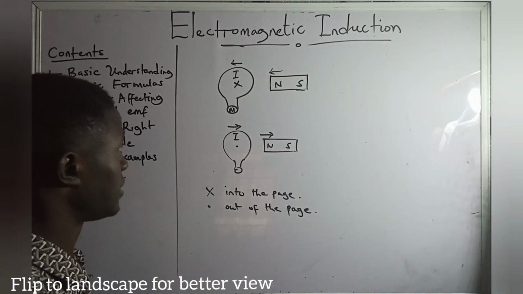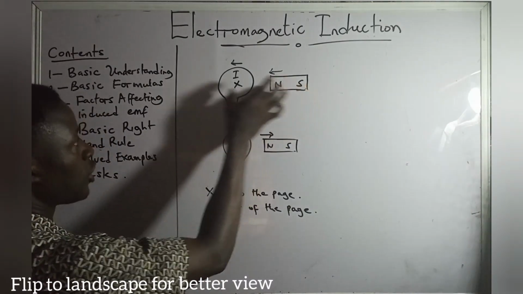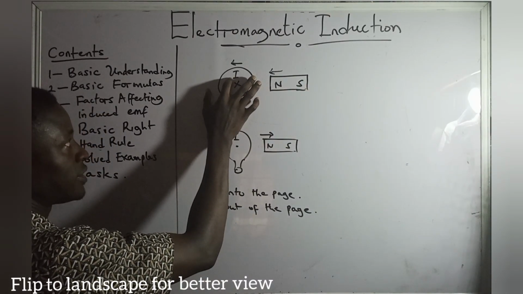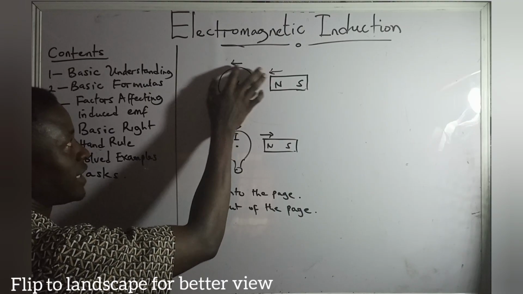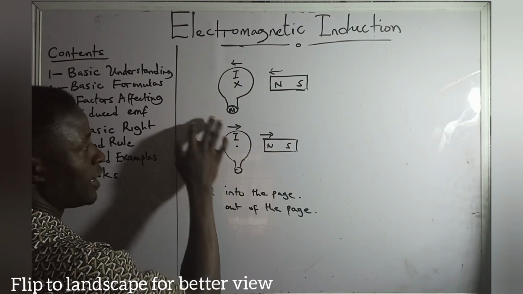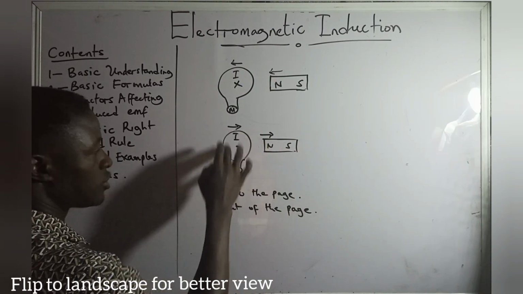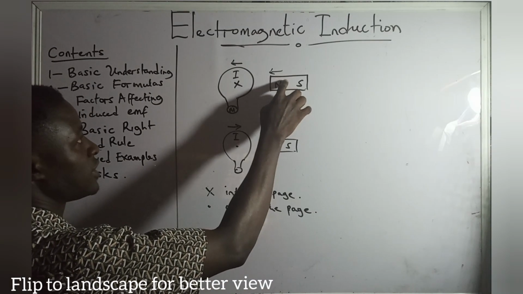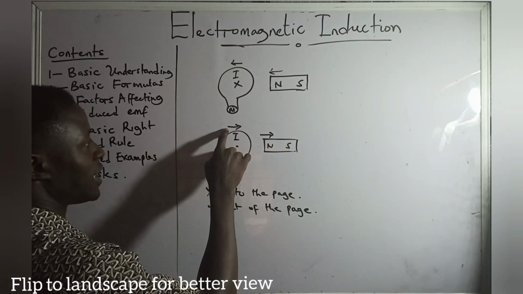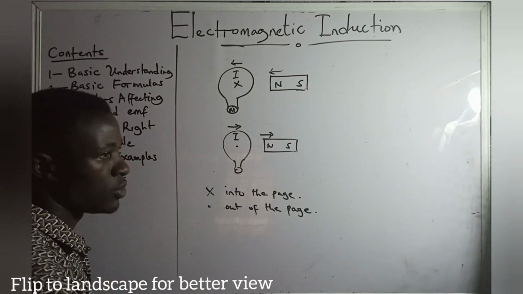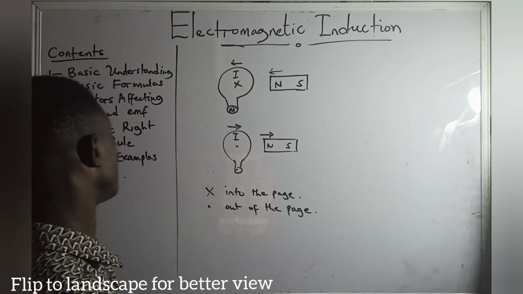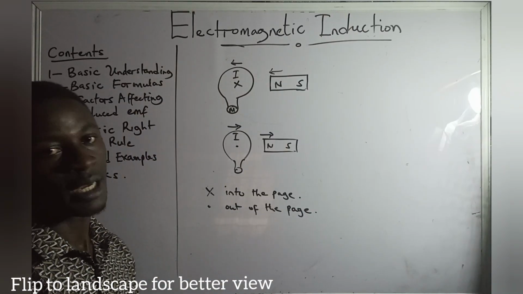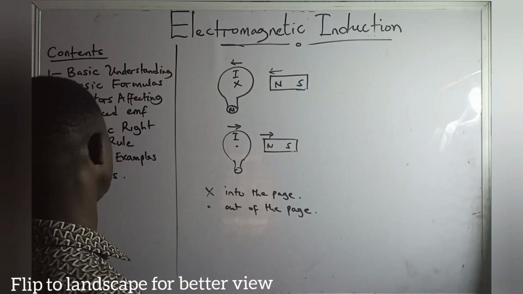So that is that essentially. When you bring a bar magnet close to a wire, an induced current is going to be generated around that coil of wire. When you move it out, an induced current is also generated. The direction of this one is opposite the direction of this, while the direction of this also is opposite to the direction of this. So that is just the basic understanding of this electromagnetic induction.